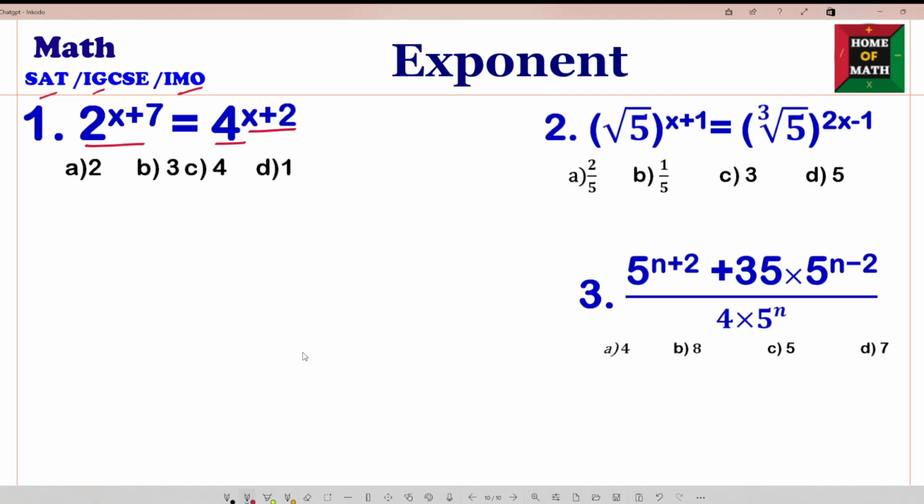So this one we have to make the same base, because we know if a to the power m equals a to the power n, it means m equals n. So the left side will be unchanged, it means 2 to the power x plus 7, and this 4 we can write as 2 squared, and then power x plus 2, right?